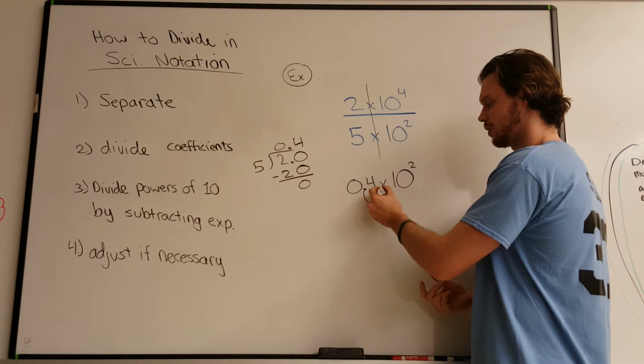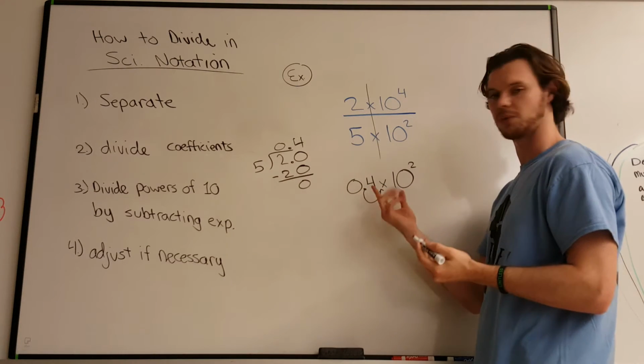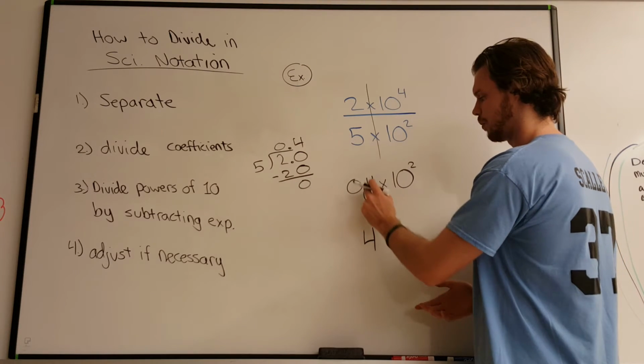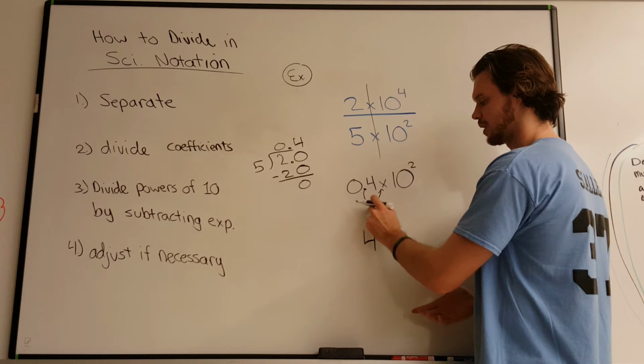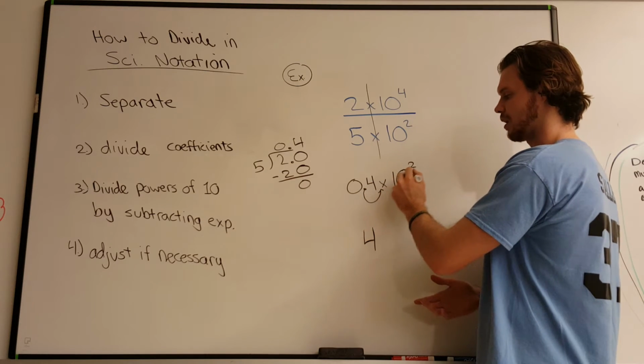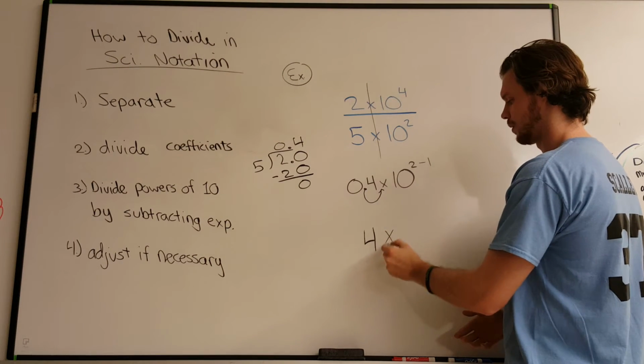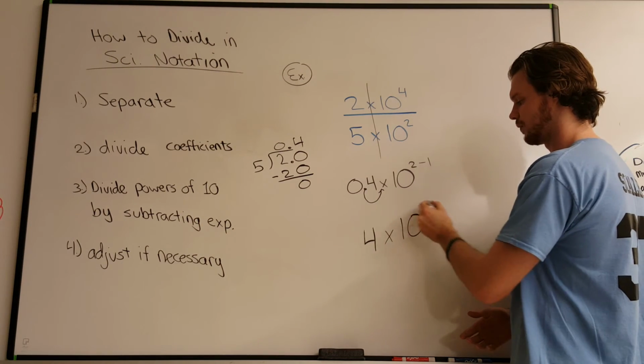If I move this to the right, I make the number into a 4. 4 is between 1 and 10, so that's what I want. If I move one spot to the right, that means I'm making this number bigger. In order to counteract that, I need to make that number smaller. So I'm ending up with 4 times 10 to the first as my final answer.